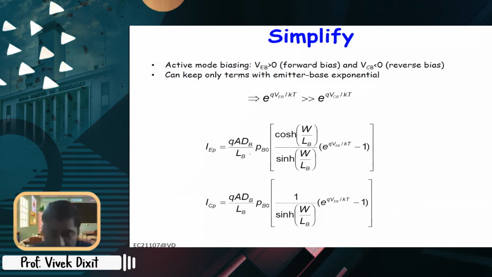So for active mode, VEB is greater than 0, VCB is less than 0, reverse bias, right? So exponential qVCB by kT will be very small, so you can ignore that part. You can only keep the exponential qVEB by kT. And from this you can also calculate the emitter injection efficiency and the base transport factor. Now ICP by IEP is alpha T, right? And that will be only the cosh is different, right? Rest is same.